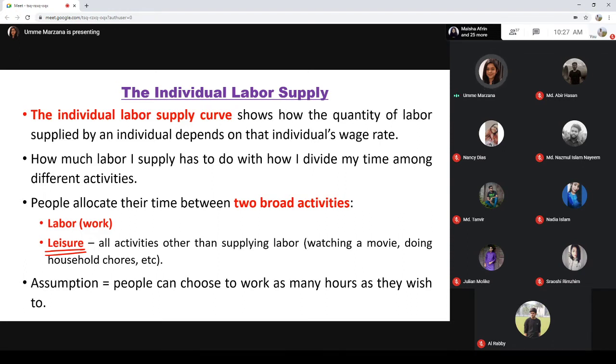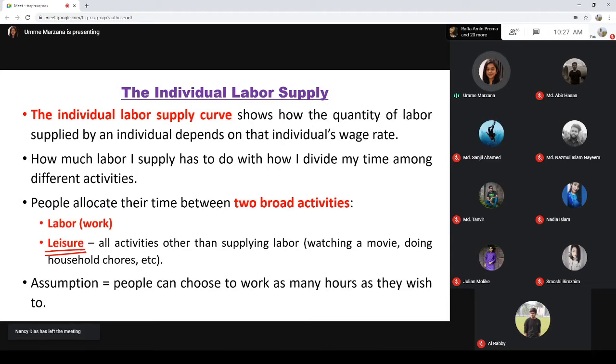Now, ekhane we have a very big assumption, which is you can decide how many hours you want to work each day. For example, today I may work 2 hours, tomorrow I may work 8 hours, the next day I may work 4 hours. So this is a big assumption to make the model quite simple. In reality, obviously, you don't have so much flexibility. Generally, unless you are a part-time worker, if you're a full-time worker, people tend to work from 9 to 5. Obviously, we work much more than that. But that's the average amount of hours an individual usually works.